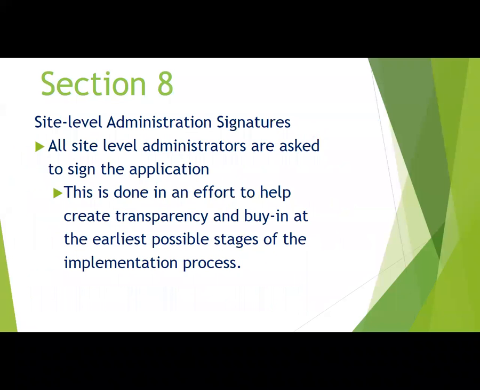So section 8 is site level administrative signatures. We are going to ask you to have every single one of your principals sign this application. This is an attempt to begin that process of transparency, to begin that process of getting them to understand, hey, we're looking at doing OTISS implementation, that buy-in and transparency process, and maybe a little bit of that process of understanding what the commitment is that we're getting ready to get into. So we're asking not only the superintendent to sign this, but we're asking for all site level administrators to sign as well.